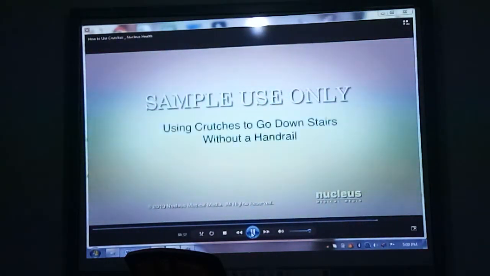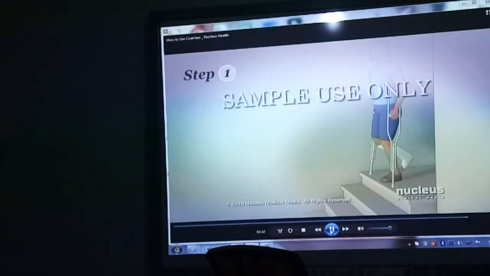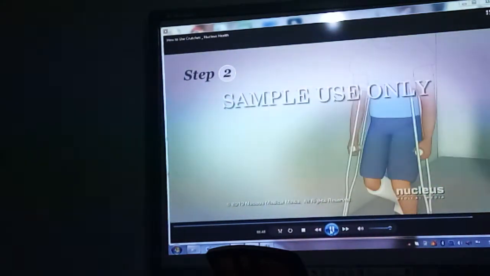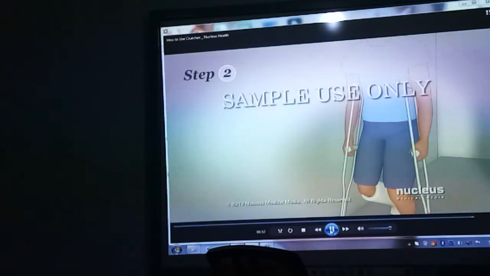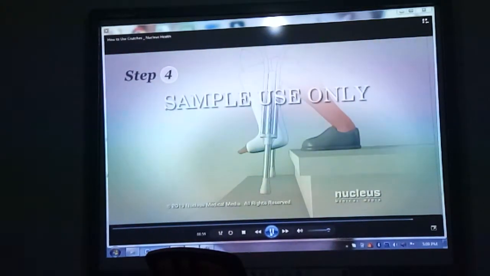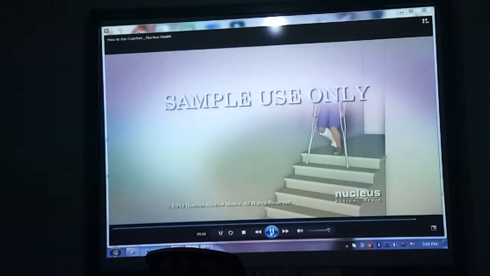And now, here's how to go downstairs without a handrail. Step 1. Begin as close to the stairs as possible. Keep one crutch under each arm. Step 2. Lean forward and place your crutches in the middle of the step below you. Lean your weight on the hand grips of your crutches. Step 3. Move your injured leg forward slightly. Step 4. With your uninjured leg, step down onto the next stair step. Repeat this process for each stair step.